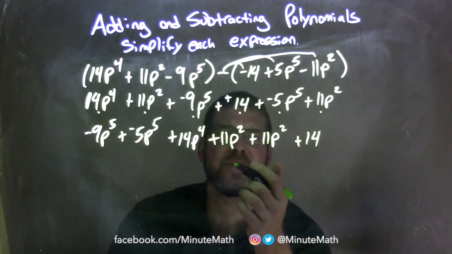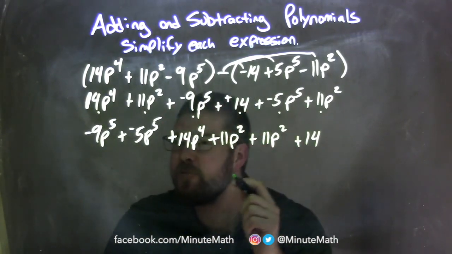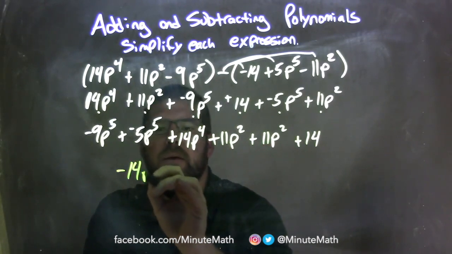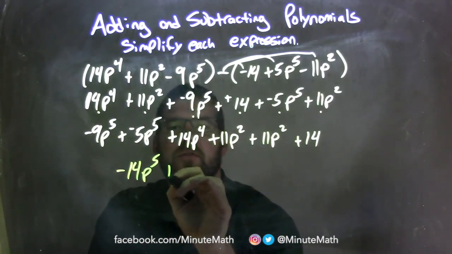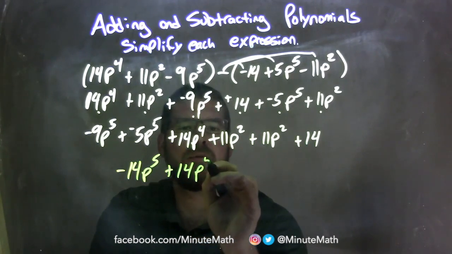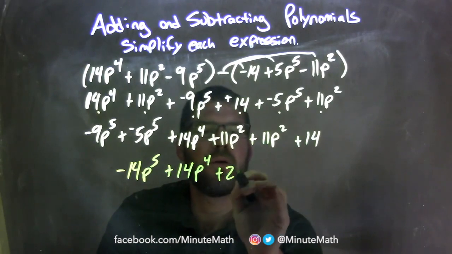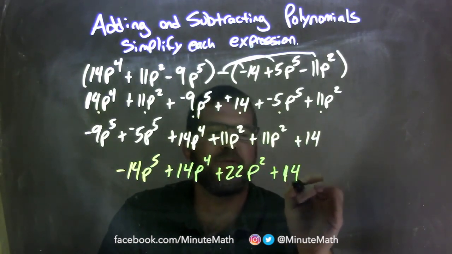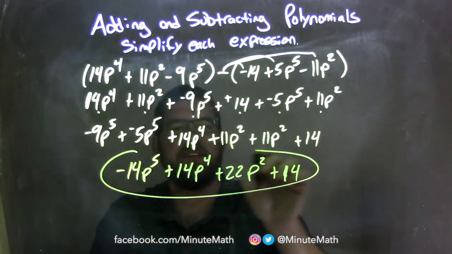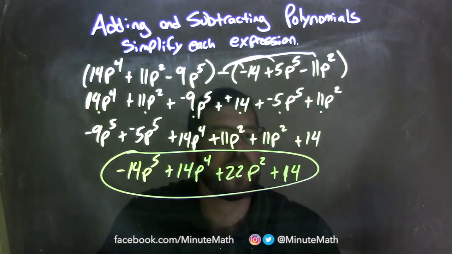So now let's combine our like terms here. We have negative 9p to the 5th plus a negative 5p to the 5th is a negative 14p to the 5th power. 14p to the 4th, there's nothing else to the 4th power, so we have plus 14p to the 4th. 11p squared plus 11p squared is 22p squared. And we have the plus 14, not 4, 14. And there we have it, our final answer here. Negative 14p to the 5th plus 14p to the 4th plus 22p squared plus 14.